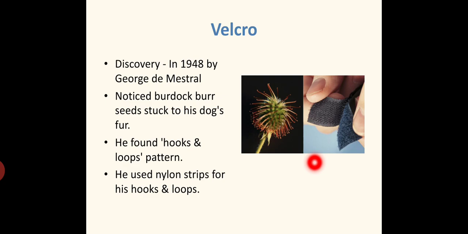The structures projecting from the outside of this particular seed get entangled in the dog's fur, and that is how they get stuck there. So he adopted the same concept in the design of Velcro also. He used nylon strips for his hooks and loops to produce the Velcro. So this concept is imitated from nature itself, from the burdock seed. He got the idea for manufacturing Velcro from it. Now it is one of the wonder discoveries, and everyone is using it in day-to-day life.